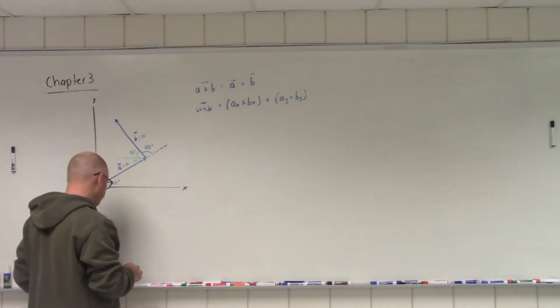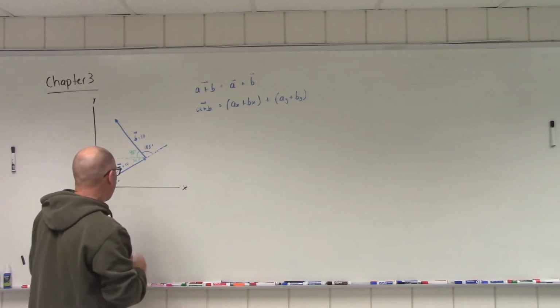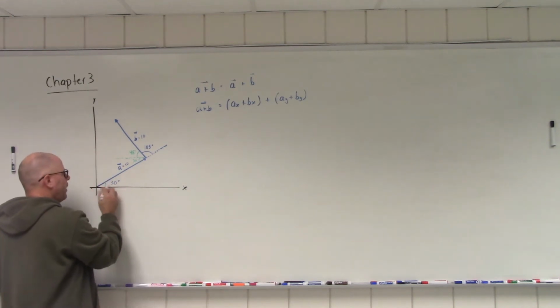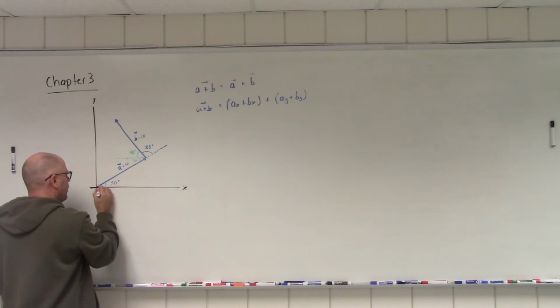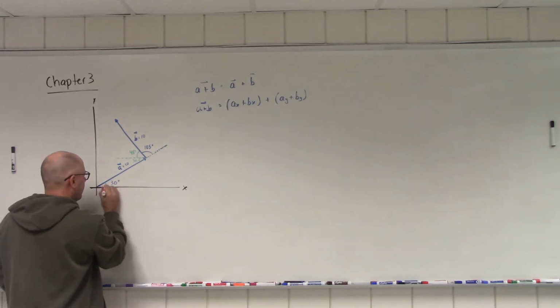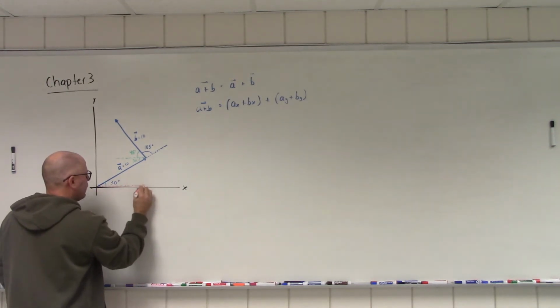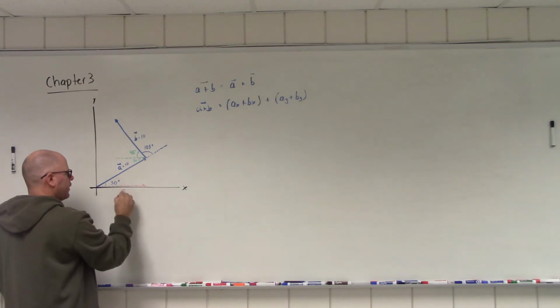So let's do this one here. So the components are horizontal and vertical. So that's the a in the x direction.